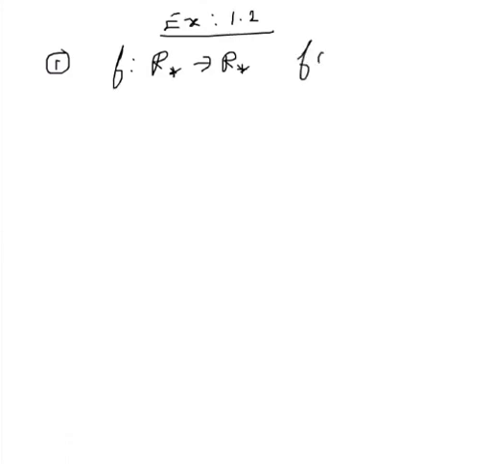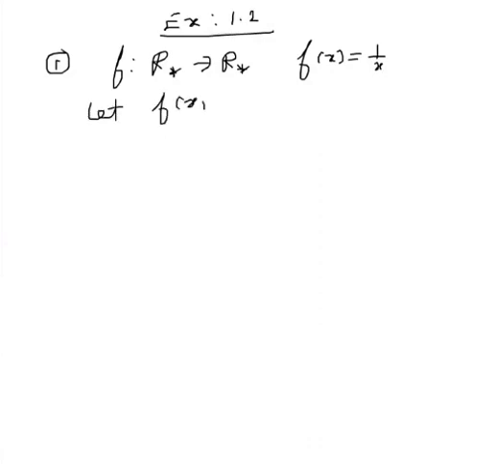Let us start exercise 1.2. First question. Show that the function f from R asterisk to R asterisk defined by f of x is 1 by x is 1-1 and onto, where R asterisk is the set of all non-zero real numbers. So you have all real numbers other than 0, because 1 by 0 is not defined, right? That's the reason. Now we have to check whether it is 1-1 or not.